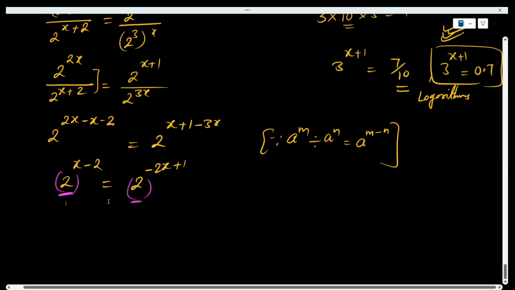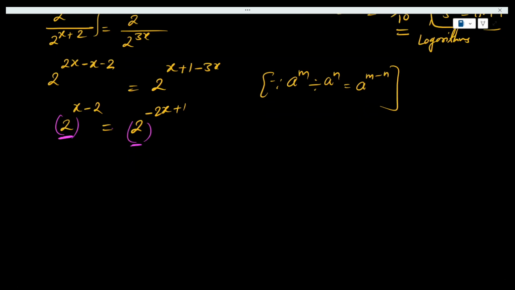You have to simplify the equation such that you are having both side bases the same. That means you can equate their powers to get the value of x. This is then x plus 2x is equal to 3. So 3x is equal to 3. x will be equal to 1.